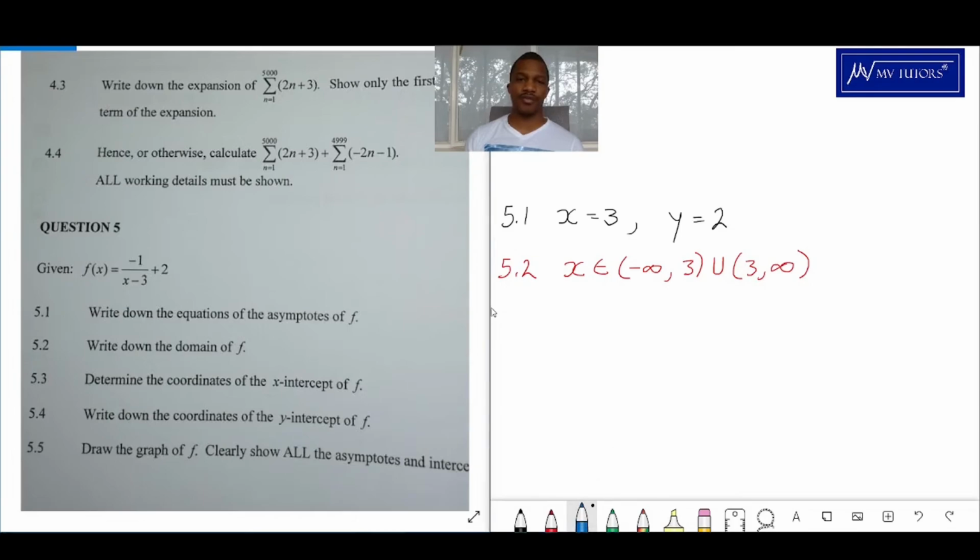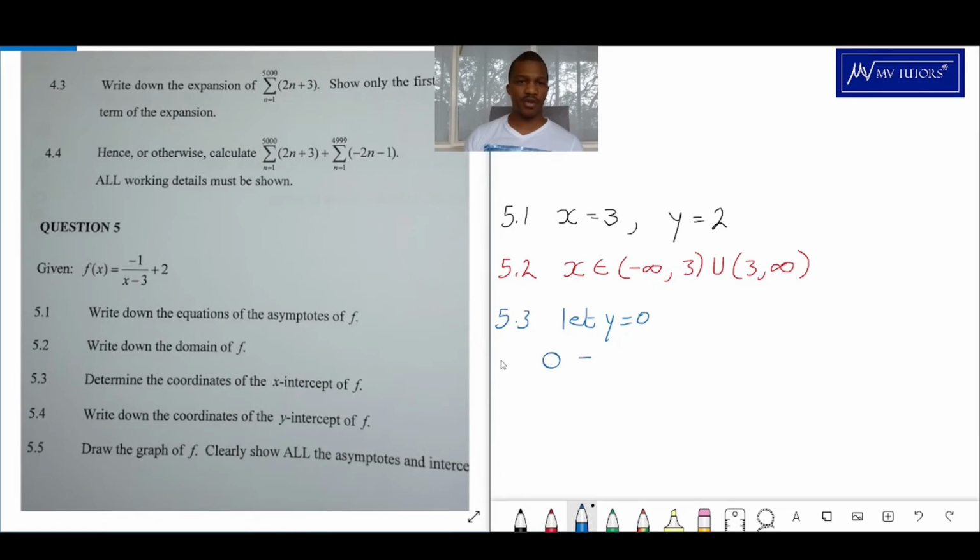That's it. Okay, next question, 5.3, determine the coordinates of the x-intercept. Cool. To solve x-intercept, you always say let y equals 0. It doesn't matter what that function is. It can be quadratic, it can be a straight line, hyperbola. You're always going to say let y equals 0 to solve for your x-intercept.